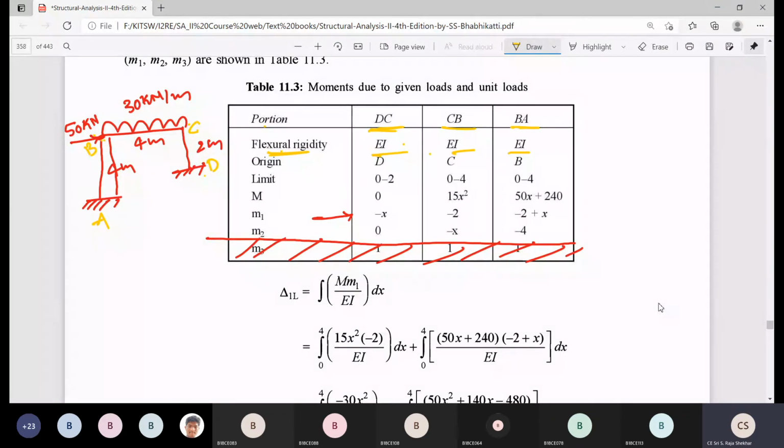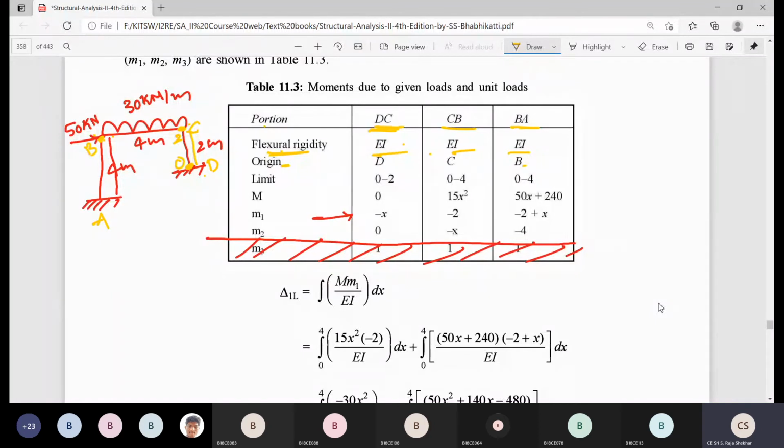Next, for these members, we need to select the origins. For the DC member, I am taking D as origin. For the CB member, I am taking C as origin. For the BA member, I am taking B as origin. After that, the limits: for the CD member the length is 2, taking D as origin, so the limit is 0 to 2 meters. Here C is taken as origin, so it varies from 0 to 4 meters.